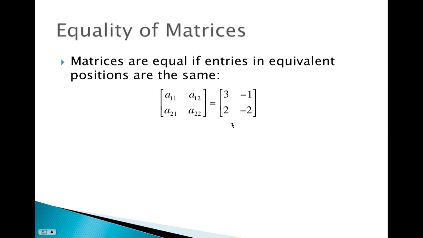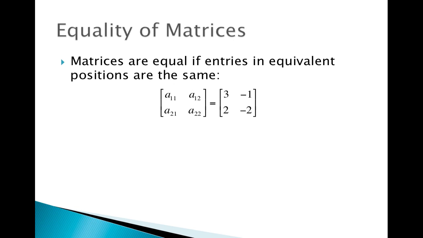So these two matrices are only going to be equal to each other if A sub 1,1 equals 3, if A sub 1,2 were to equal negative 1, if A sub 2,1 would be 2, and if A sub 2,2 is negative 2. So that's the only way that these would be equal to each other, and you'd have equivalent matrices because now we have them being the exact same. So all of the entries in the equivalent positions are equal to each other. And we can see that when we write this out, we've got the same values here. So that's what it means for matrices to be equal to each other.